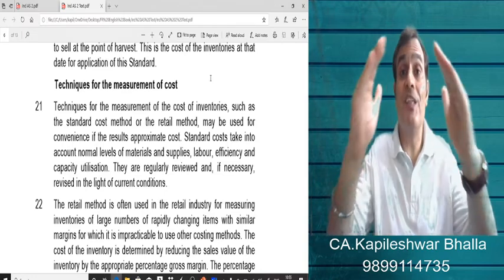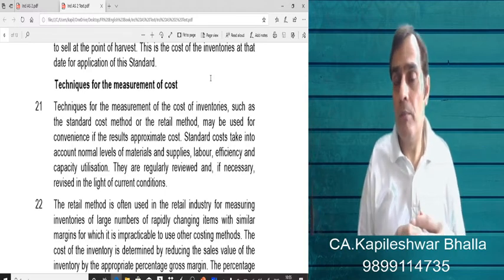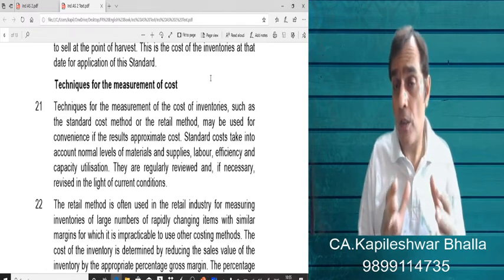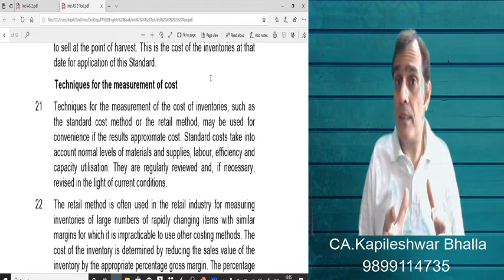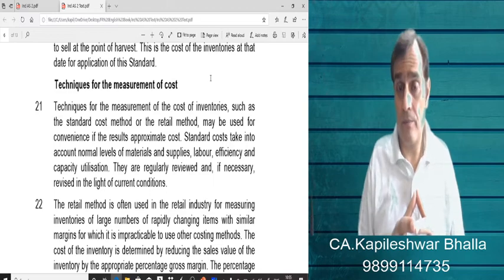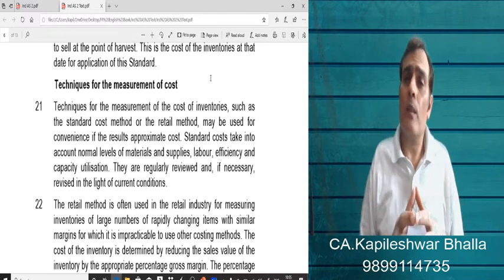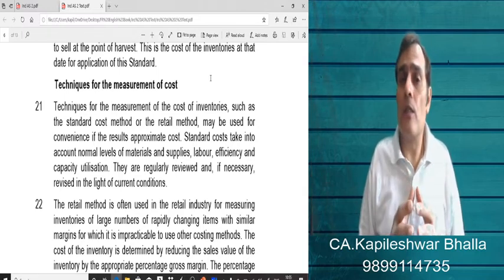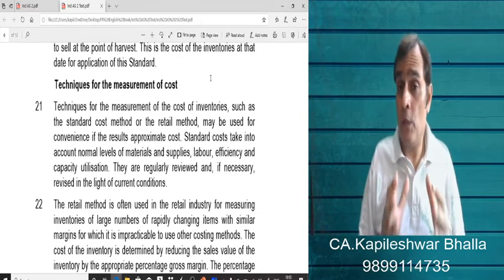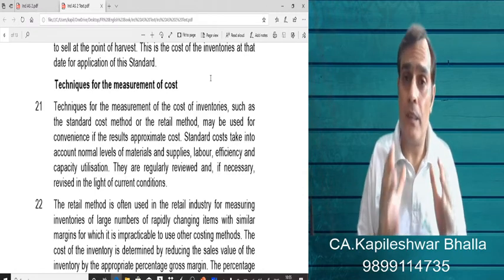Then I said you've got a choice in terms of historical method and non-historical method. You need to preferably always measure the inventory using historical cost method. We would always consider inventory on the basis of the cost which is actually incurred, which is a historical cost. Then when do we use a non-historical cost method? The para number 21 makes it clear that the non-historical cost method may be used for convenience. So it will be used for convenience, but there is a precondition that the results approximate the cost.